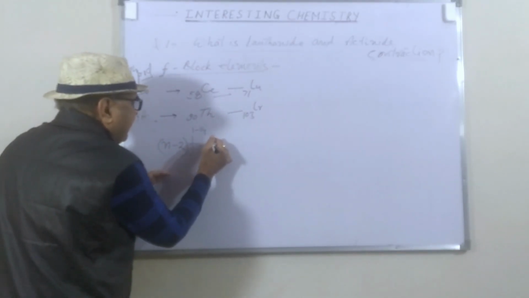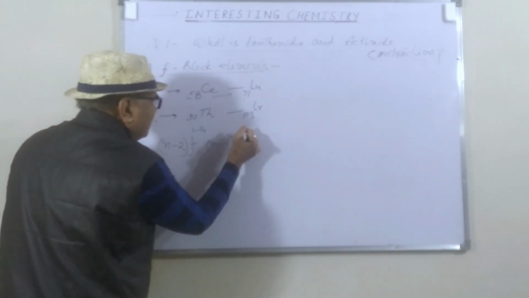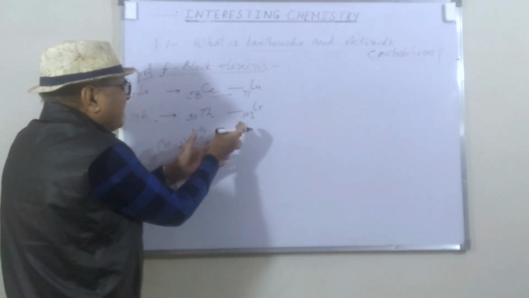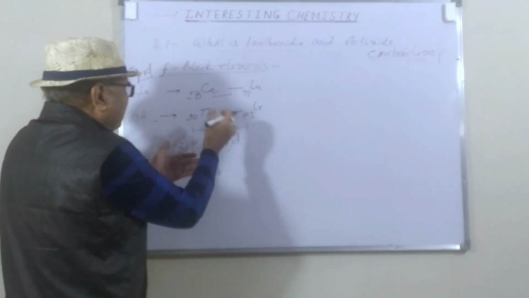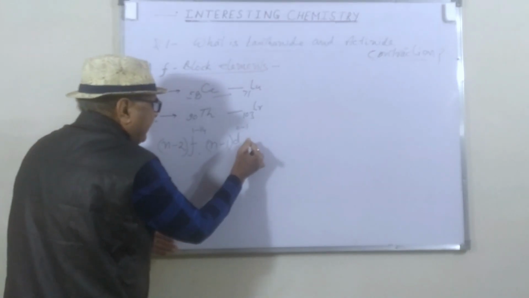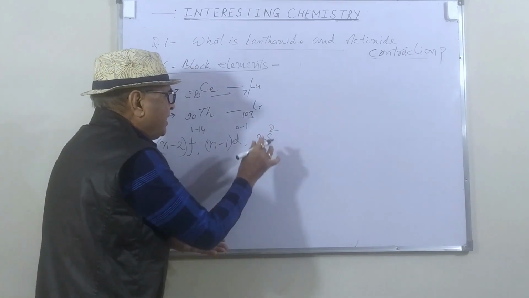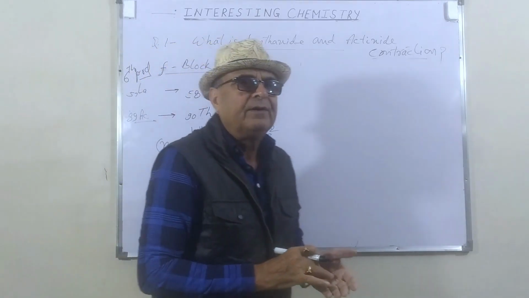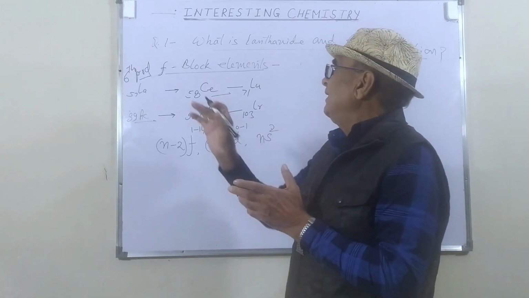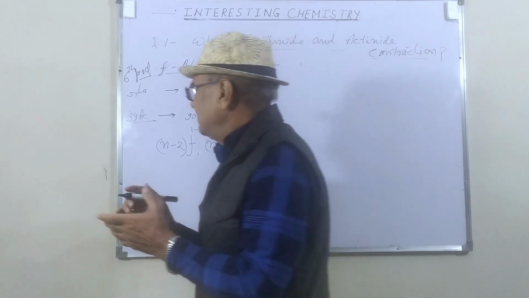and then (n-1)d 0 to 1. Sometimes it is 0 because the d electron is transferred to the f, and so on. So we will write here 0 to 1 and ns2. This is the general electronic configuration of F block elements. Now I will show it in the diagram.